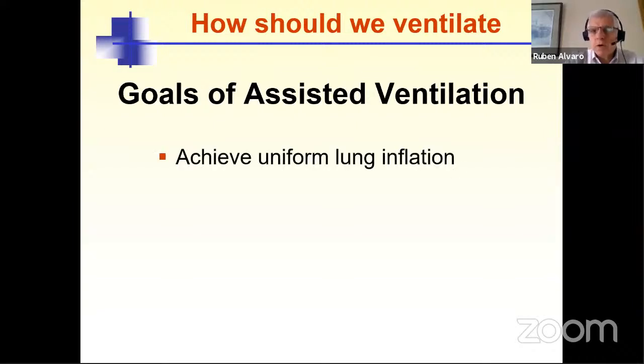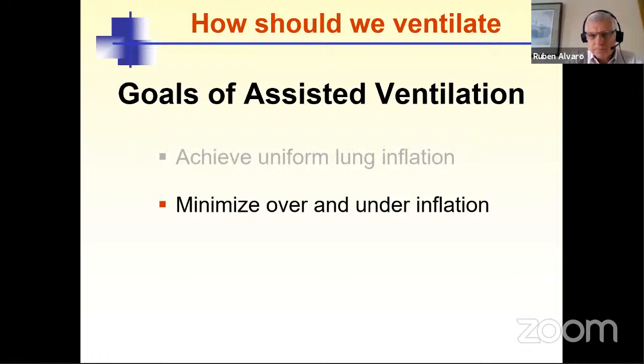First is try to achieve uniform lung inflation. So regardless of the lung pathology, regardless of the ventilator you're using, always try to achieve uniform lung inflation. Second, minimize over and under inflation. Overventilation or underventilation are always, always wrong.